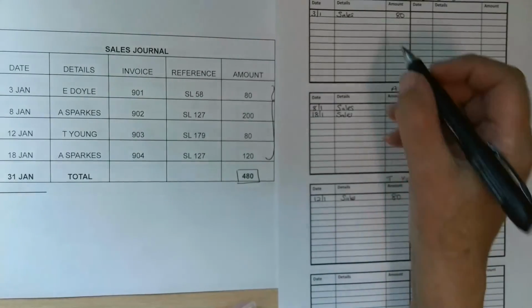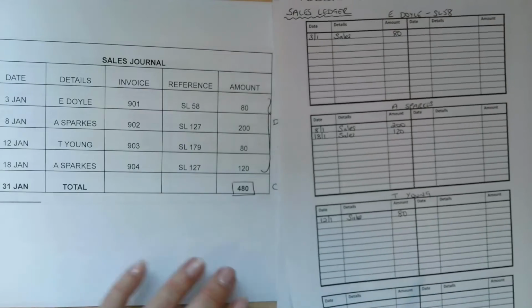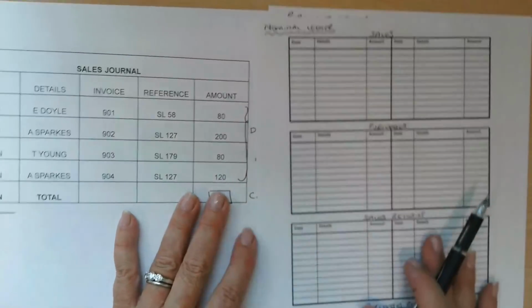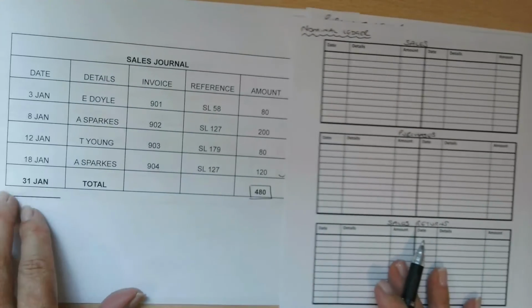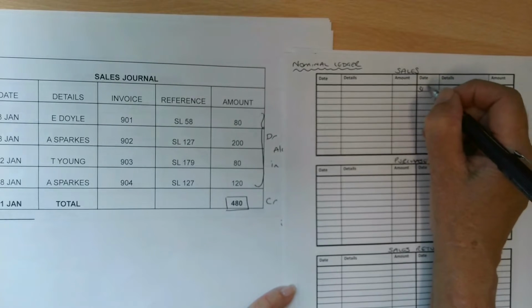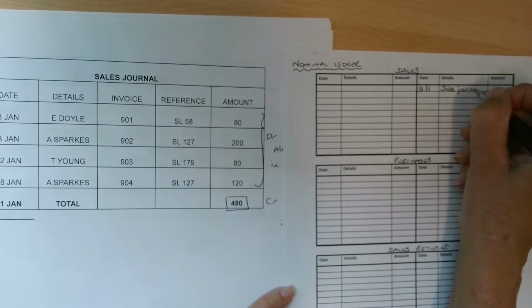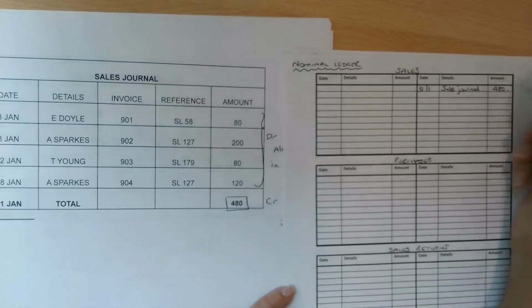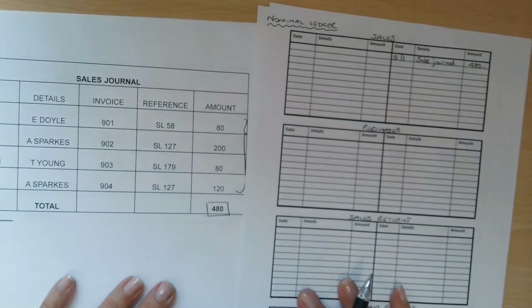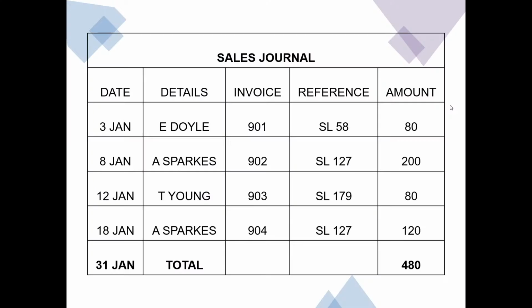Okay, the reference here, you could put sales journal, SJ, in there, or just sales, it doesn't really matter. What we're doing though is, rather than post all of these individual amounts into the sales account, on the 31st of January we can see that the total for the month is 480. So 31st of January, and we've got from the sales journal £480. So we can just stick that in one lump. We don't need to write all these individual entries. So it does save a little bit of time with the bookkeeping.